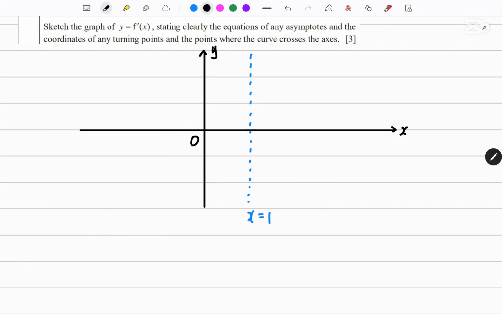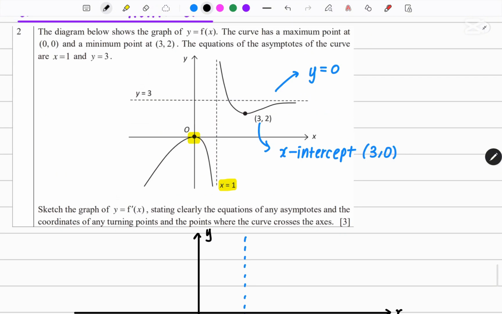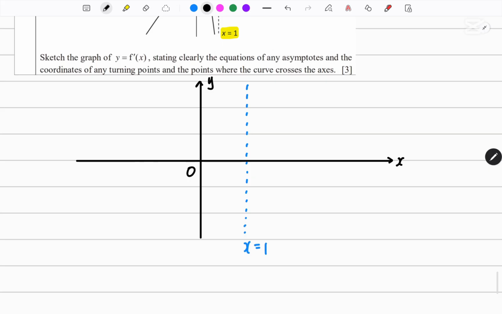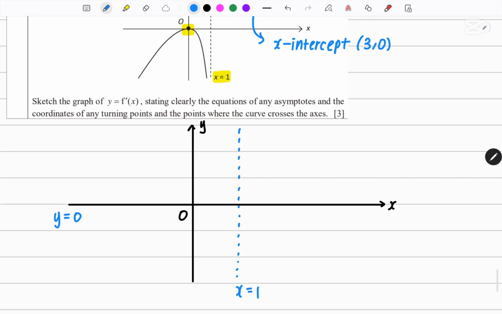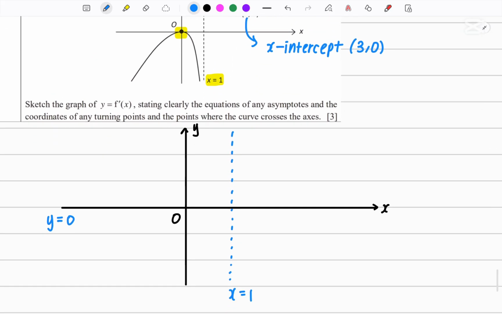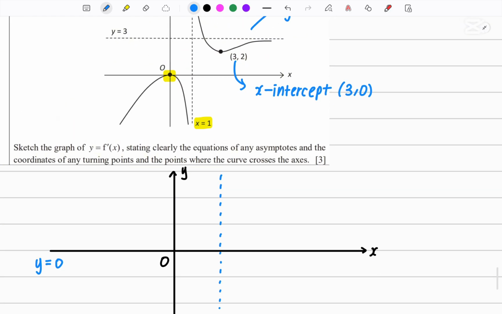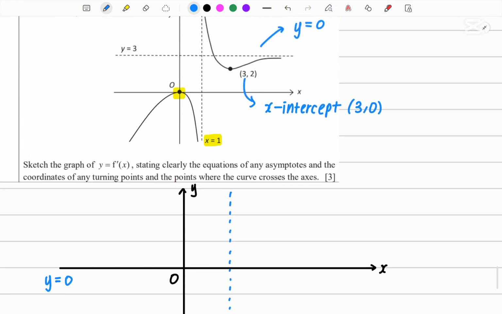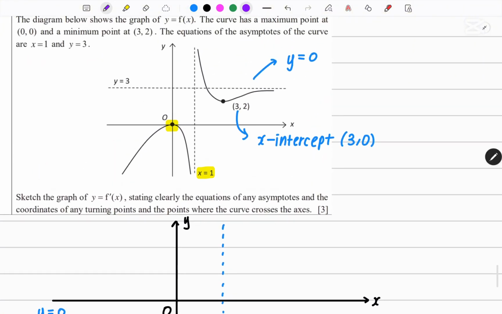Okay, note how I have a horizontal asymptote of y equals 0. So I'm just going to indicate here y equals 0. Okay, from here I will take note that I will be intersecting the origin, and I'll also be intersecting (3, 0). Okay, so without further ado, let us sketch out this graph.